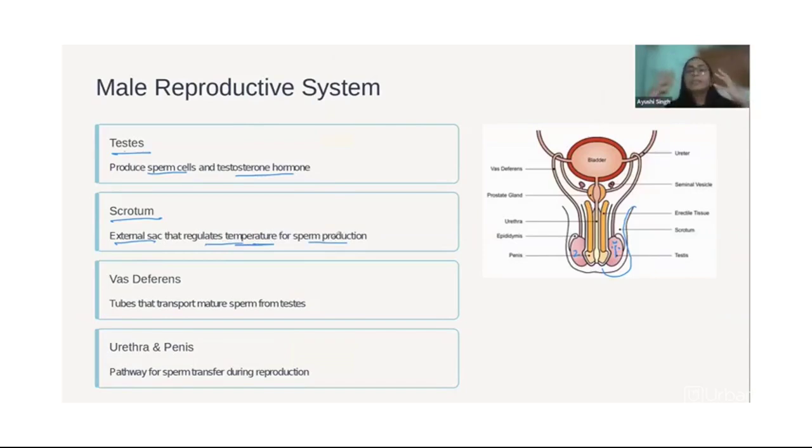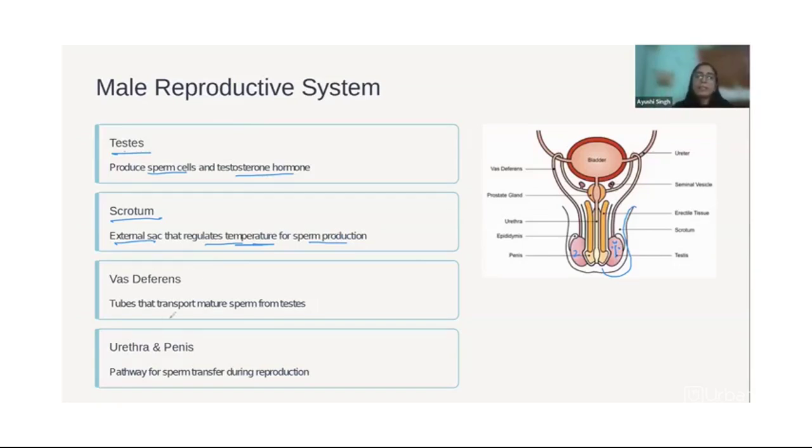that regulates the temperature for sperm production. The human body has a certain temperature, but for the production of sperm, there is a need of a temperature 1 or 2 degrees less than the body temperature itself. That's why the testes are present in a sac-like structure externally from the body, and it remains 1 to 2 degrees cooler than the rest of the body of the male.